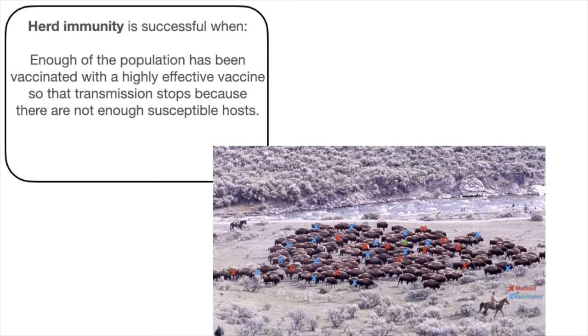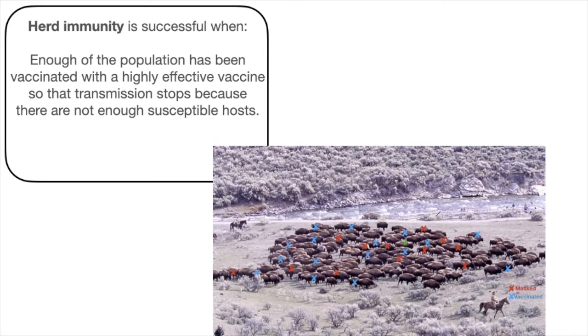But in this example, the bison with blue X's have been vaccinated, and the ones with the red X's are observing good mask hygiene, are wearing their masks. And what I don't show here is that there are probably other bison who have had the disease and recovered from it, which further reduces the percentage of susceptible individuals in that herd. Now, of course, humans are modeled exactly the same way.